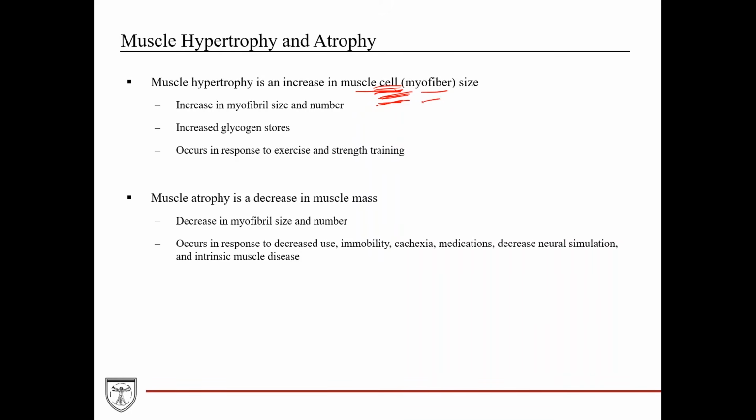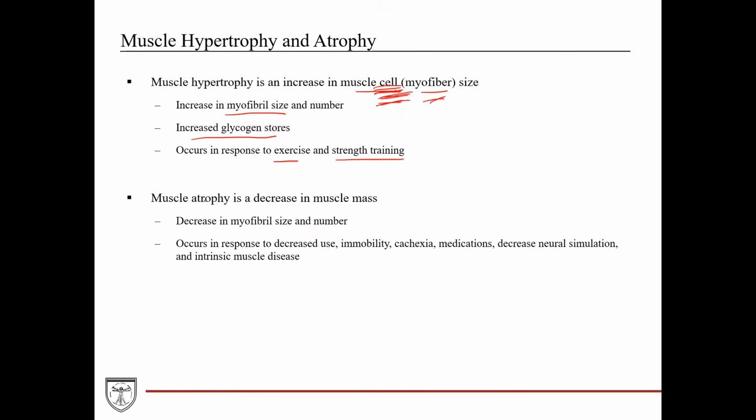So remember, muscle cell or myofiber size. And on the cellular level, what this is a result of is an increase in myofibril size and number. So you have an increase in the size of myofibrils and in the number of myofibrils. You also have an increase in glycogen stores. And so all these together contribute to increasing the cell size. This occurs in response to exercise and strength training. So this is how working out over a long period of time can increase muscle mass and increase muscle tone. And this is on the cellular level how this occurs: it's muscle hypertrophy.